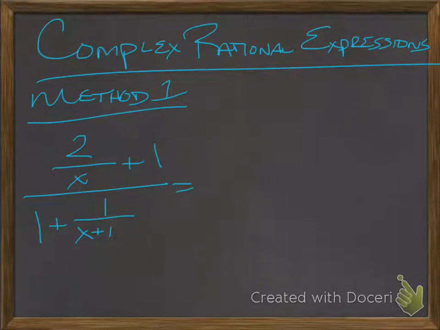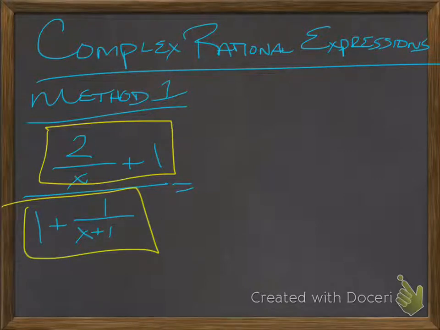Alright, so we're simplifying complex rational expressions here, and for the first part, I'm going to give two videos of each method. So this is for method 1, and then you can check out method 2 as well. You're welcome to use whichever one you want. The first method I'm going to show is that you're simplifying this part and this part separately, and then you're going to use it as a division problem.